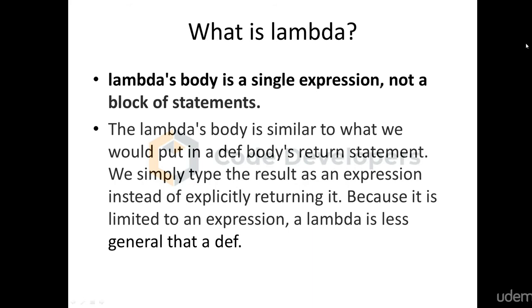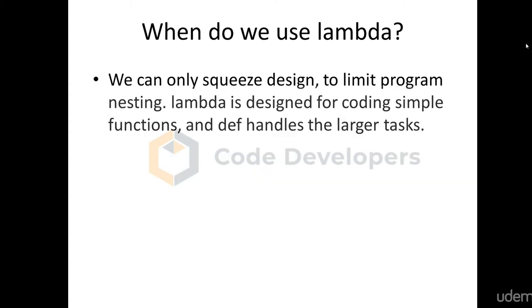So what is lambda? Lambda's body is just a single one-line expression. It's not going to be a block of statements. The lambda's body looks really similar to what we put in a def's body return statement, so you can simply type the result as an expression instead of explicitly returning it. Because it's limited to just a one-line expression, it's going to be less general than a def function. So when are you going to use lambda?